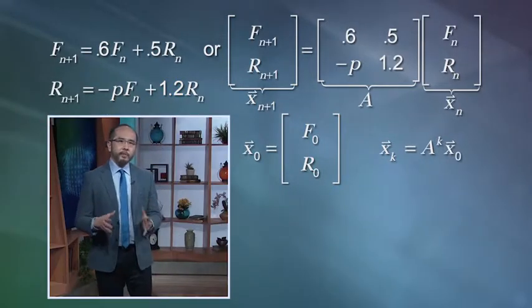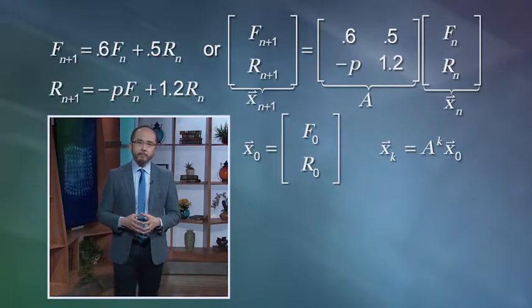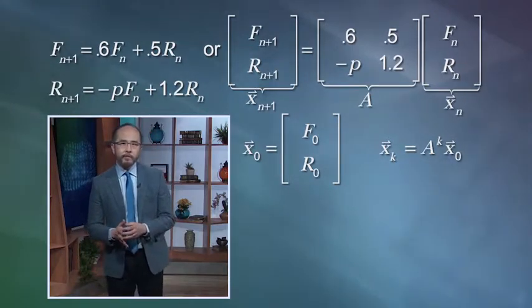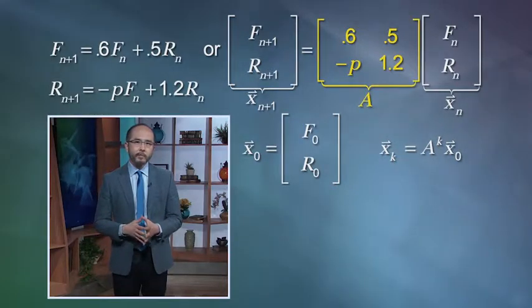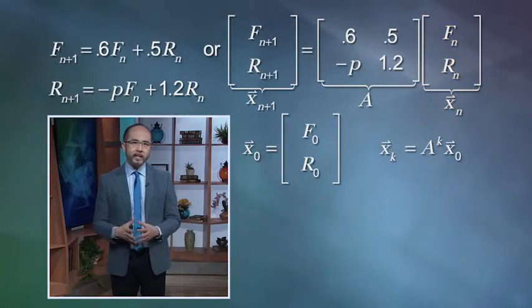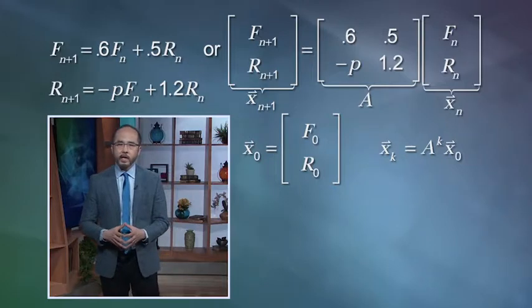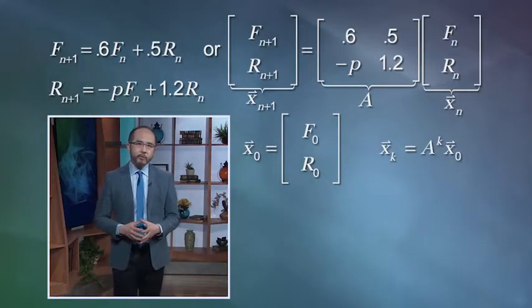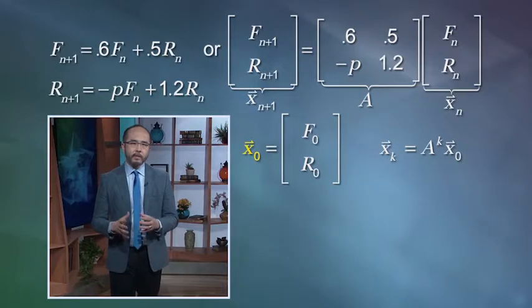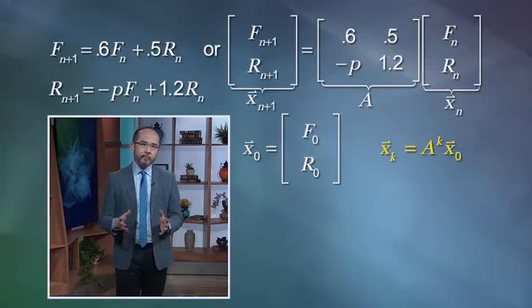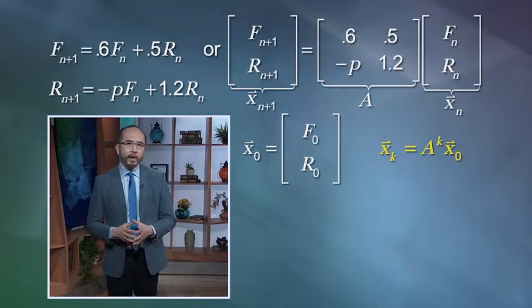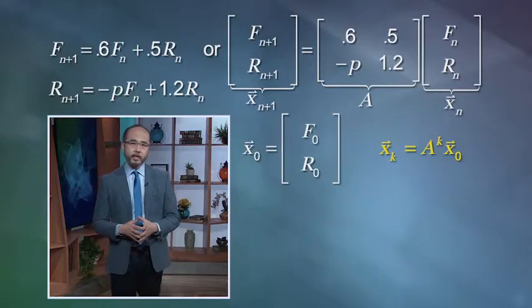This linear system can be expressed in matrix form as we see here. If we let x sub n be the population vector at time n, then we see the time n plus 1 population vector is a matrix A, shown here, times the time n population vector. So repeated multiplication by A gives the successive population counts as time grows. This means that if we are given the initial population vector x naught, which is f naught, r naught, then the time k population vector x sub k is given by A to the k times x naught.